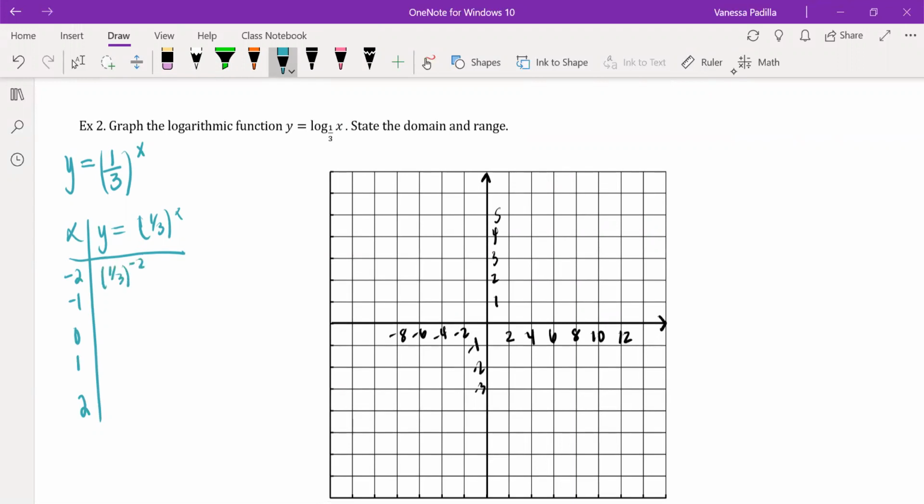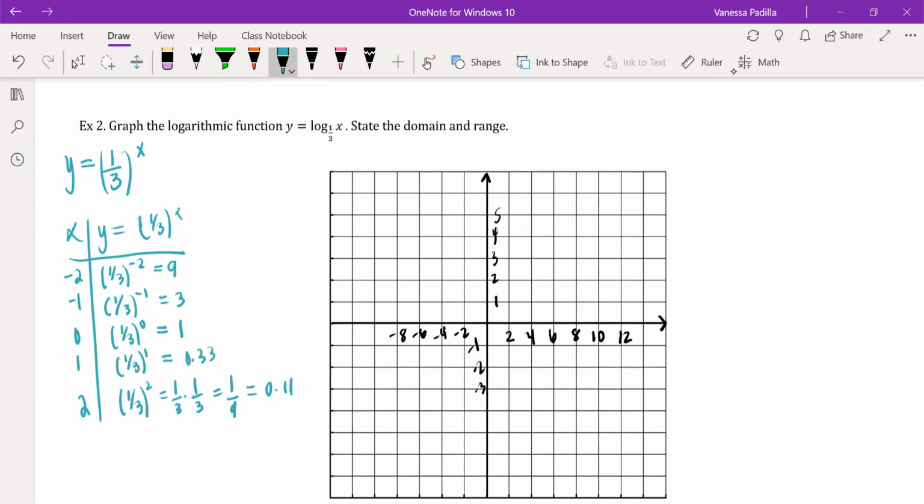1/3 to the -2. That's going to be 9. And then 1/3 to the -1 is going to be 3. 1/3 to the 0, that would just be 1. And 1/3 to the first power will be 0.33. And 1/3 squared is the same thing as saying 1/3 times 1/3, so that's 1/9, which is 0.11.